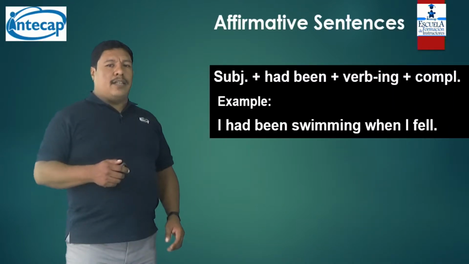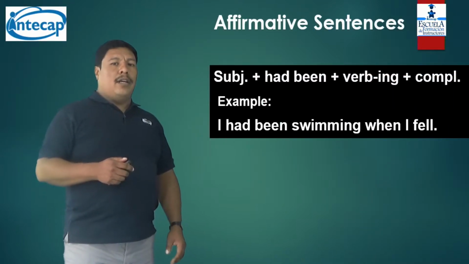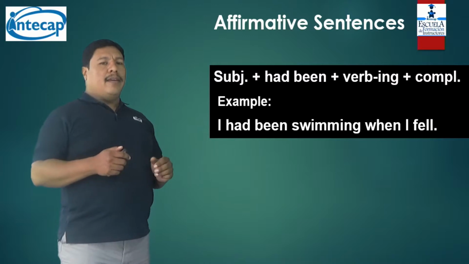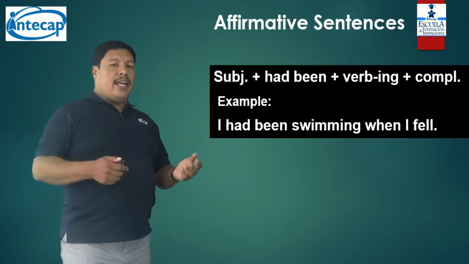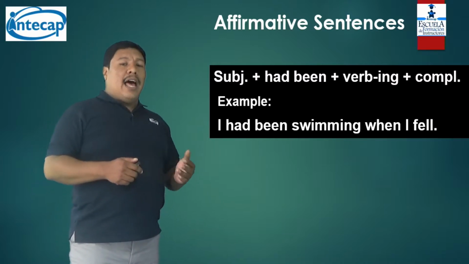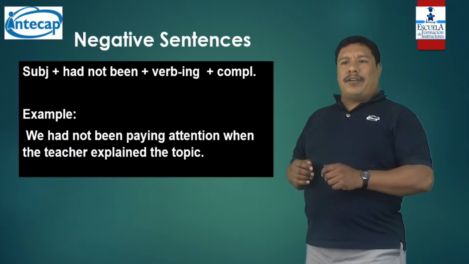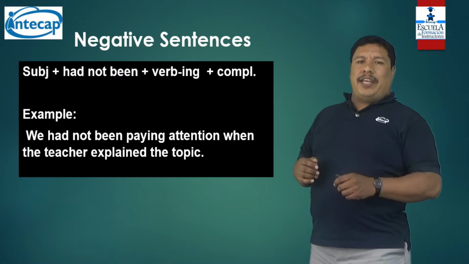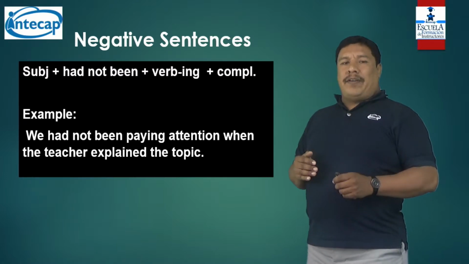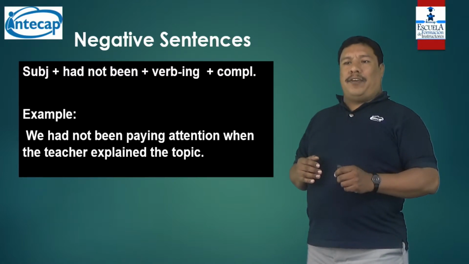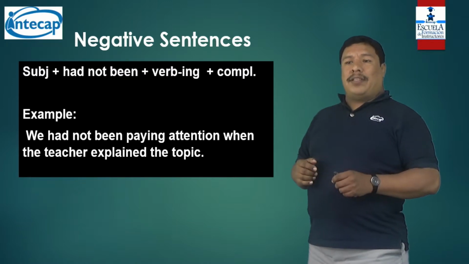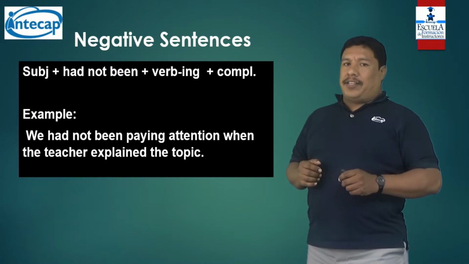In affirmative sentences, we are going to follow the structure: subject, had been, verb plus ing, and a complement. For example, I had been swimming when I fell. For negative sentences, we are going to use the structure: subject, had not been, verb ing, and a complement as follows. We had not been paying attention when the teacher explained the topic.